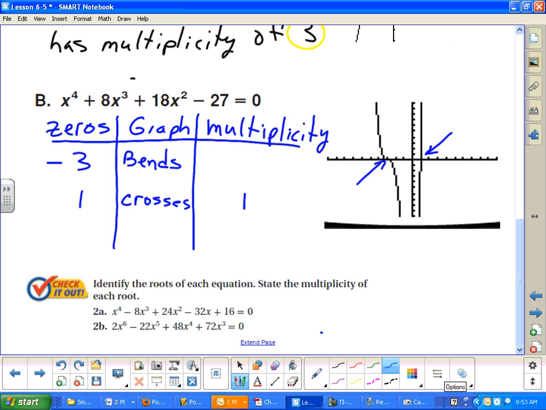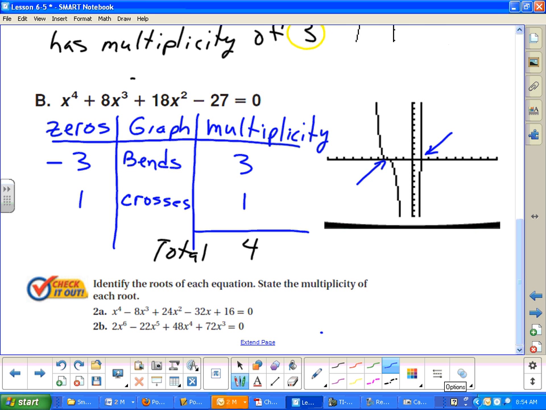So then, here's the thing, is that if I do the total for all of these, the total for all of the multiplicities has to add up to 4, the degree of the polynomial. So then, since at -3 it bends there, what's the multiplicity at -3 have to be? 3. Because these added together have to equal 4.